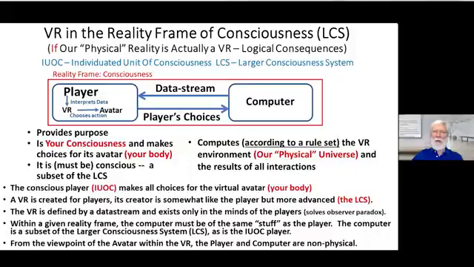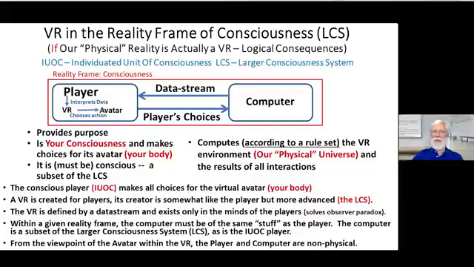All right, we get exactly the same thing we had before, except now our reality frame is the frame of consciousness. The player provides purpose, as always. The player now is your consciousness and makes choices for its avatar, which is now your body. The player must be conscious, a subset of the larger consciousness system, right? It is. The player is your consciousness. That's you. You are your consciousness. Your body is simply a computed avatar. And over here, the computer computes according to a rule set. Now the rule set is what we call science. All the physics and chemistry and biology, all those rules.